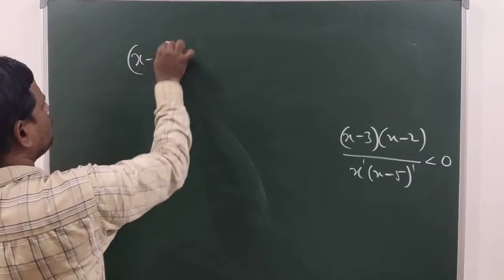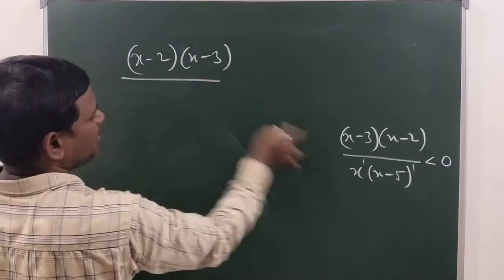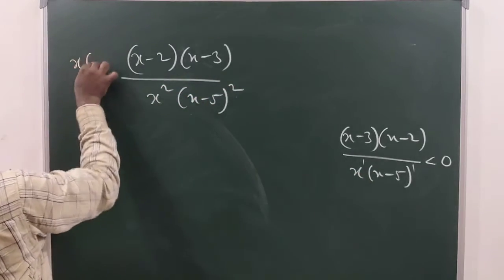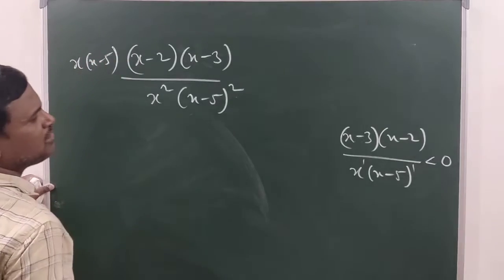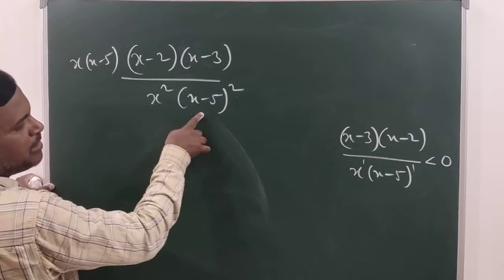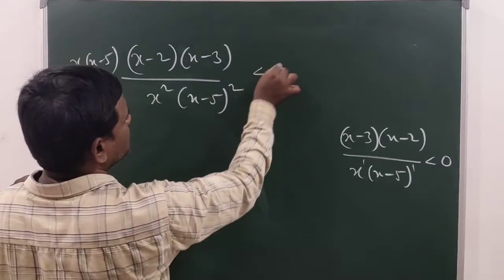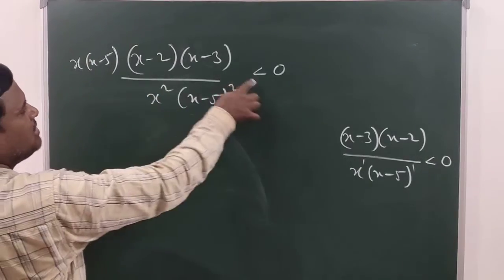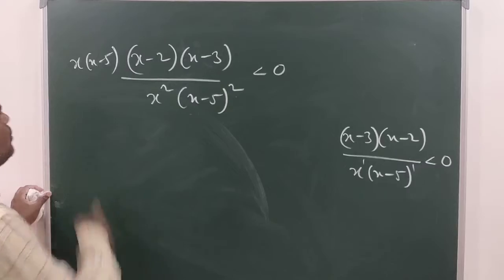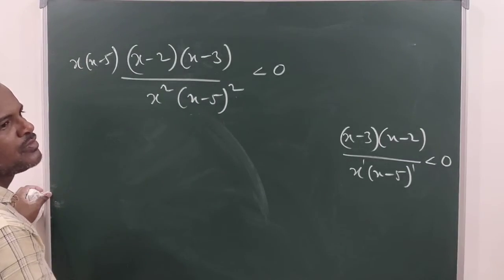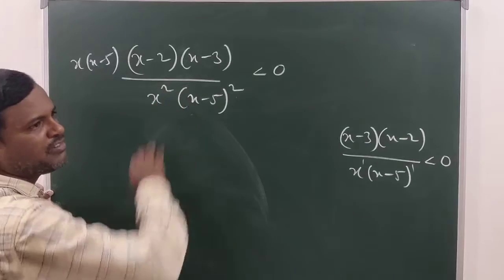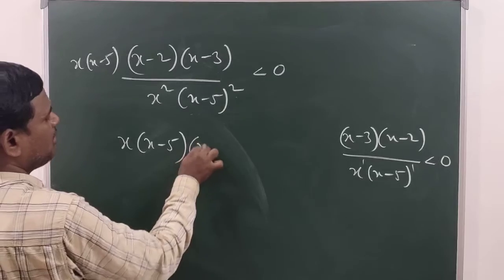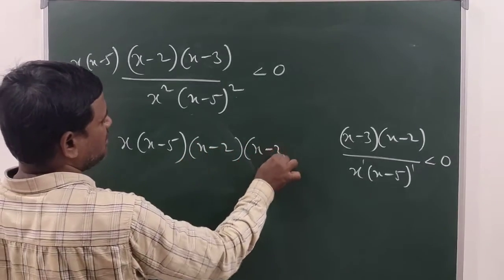See here, (x minus 2)(x minus 3) in the numerator by x square (x minus 5) whole square. For that I have multiplied numerator and denominator with x minus 5, so that here we got a square, less than 0. Hereafter you have to multiply this with the left side of the less than symbol and the right side of the symbol, so that you can eliminate this one. Right side 0 into something is 0. Same as the previous one. So after that what is left? x(x minus 5)(x minus 2)(x minus 3) less than 0.